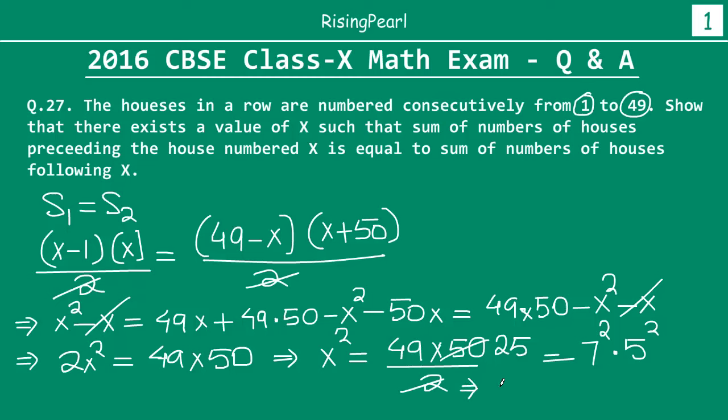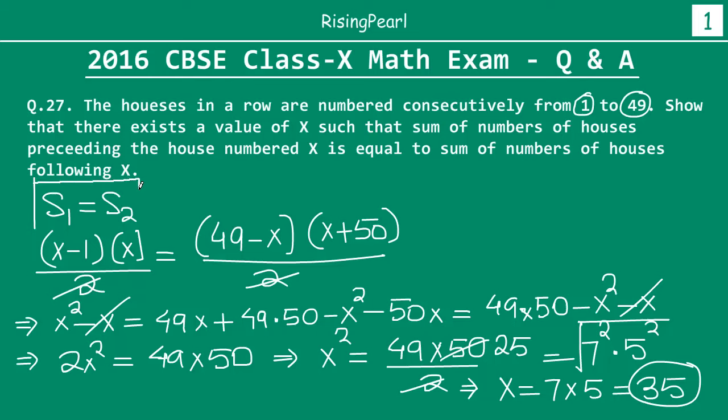So x is equal to the square root of this, which will be 7 times 5, which will be equal to 35. Now remember, x squared is not the square root obviously, so x squared is equal to this, so x equals the square root of that, so 35. So indeed we have found the number 35 between 1 and 49, for which S1 is equal to S2. So yes, there exists such a house number for which S1 equals S2, and that number is 35.